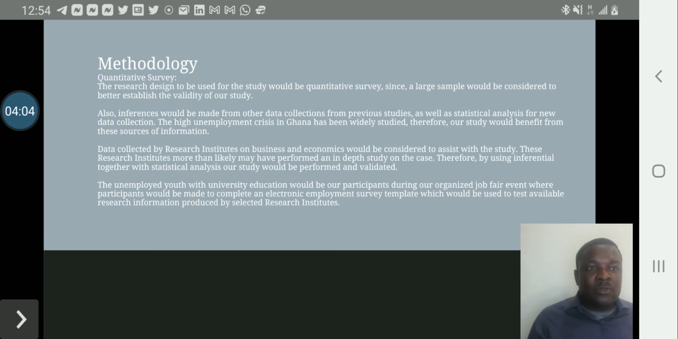So by so doing, we're going to have the educated youth as the participants of this research, and therefore we're going to create our own data collection, which is going to help us better understand the crisis firsthand and not just rely on the IMF or the World Bank, even though they are very credible sources.